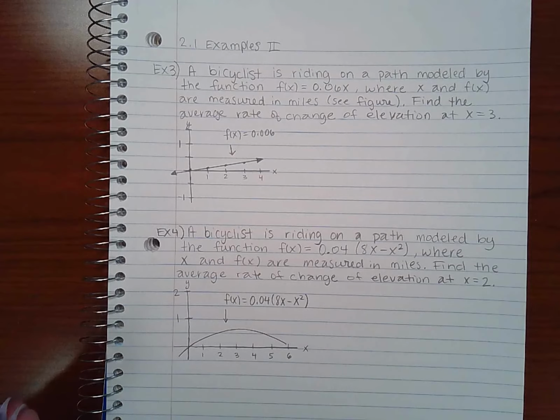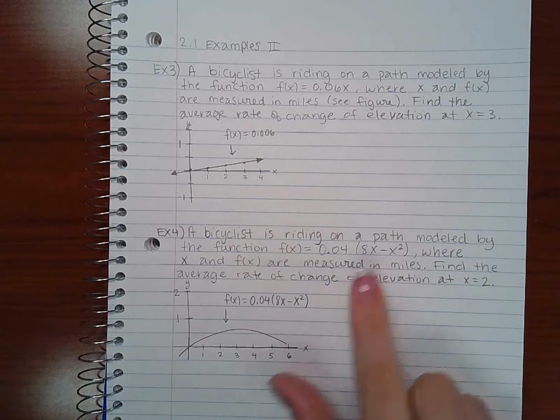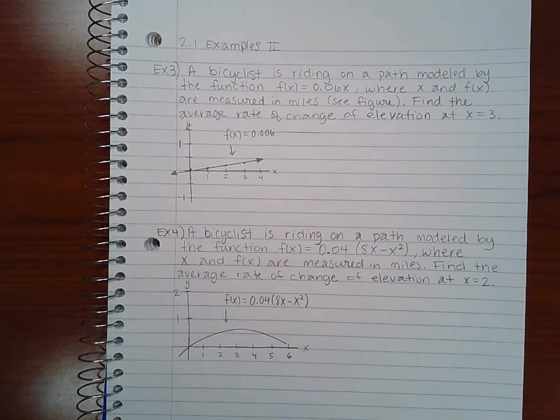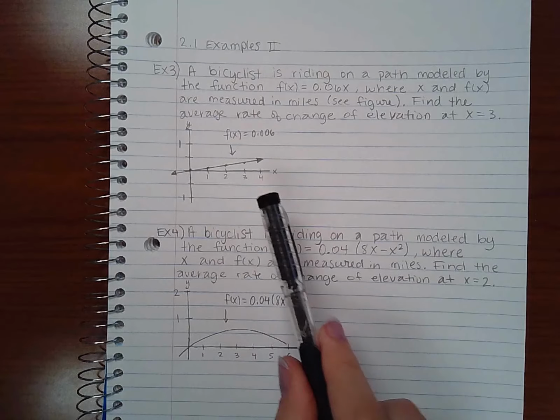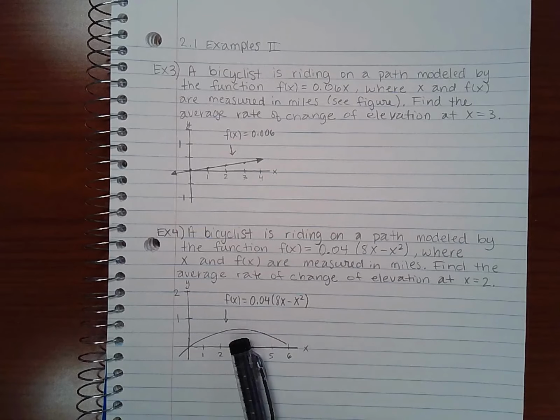Now let's look at that problem compared to the next one. Example 4 is also a bicyclist riding on a path, but this time it's modeled by a function of this kind, where x and f of x are measured in miles, and they want you to find the average rate of change of elevation at x equals 2. They're very similar. The difference is this graph is a line. This graph is a curve.